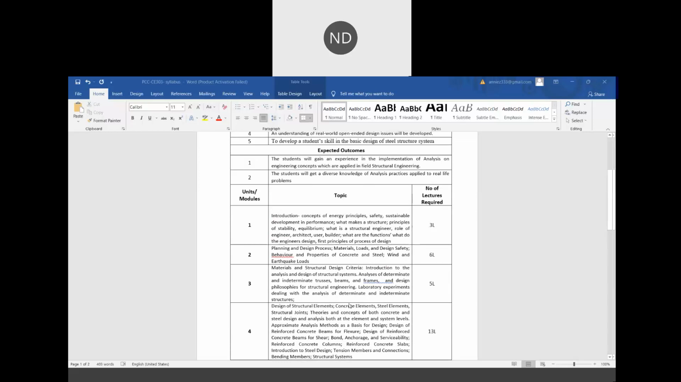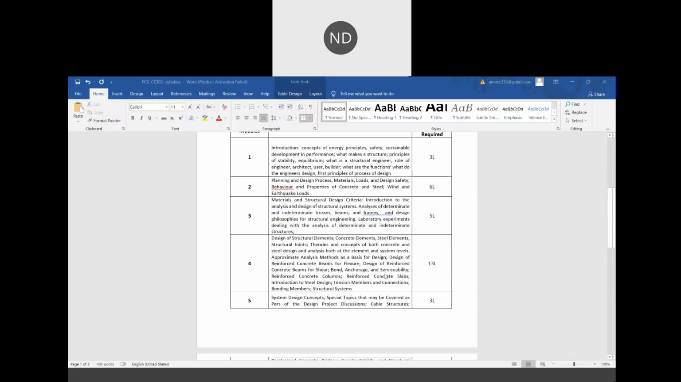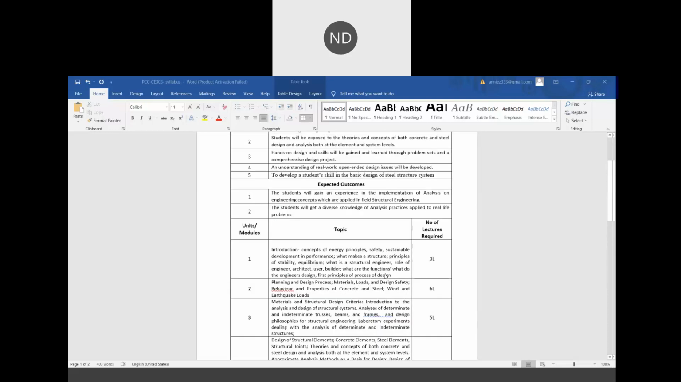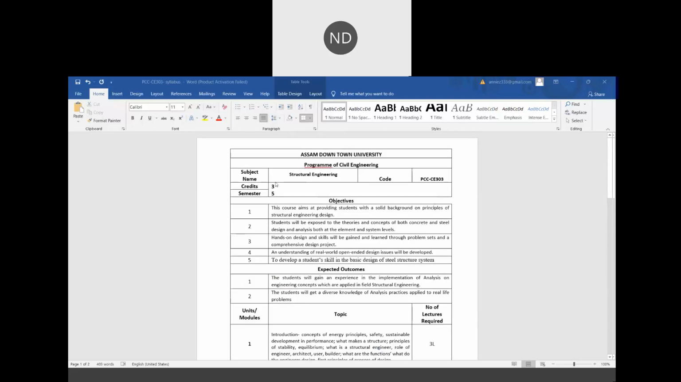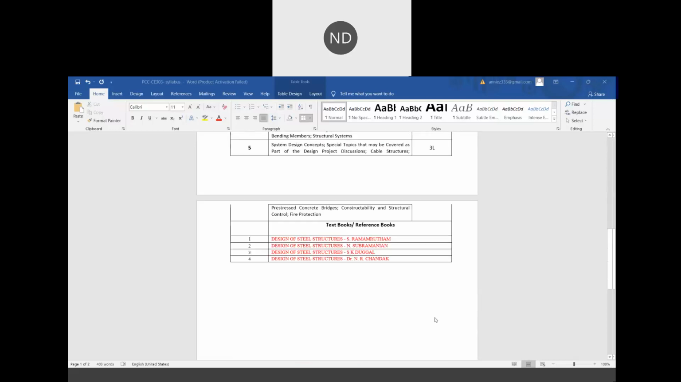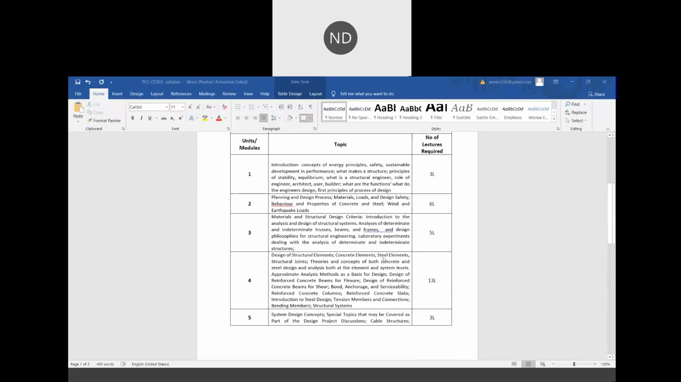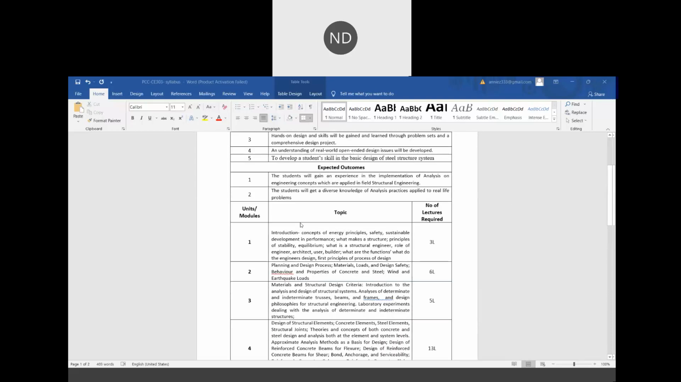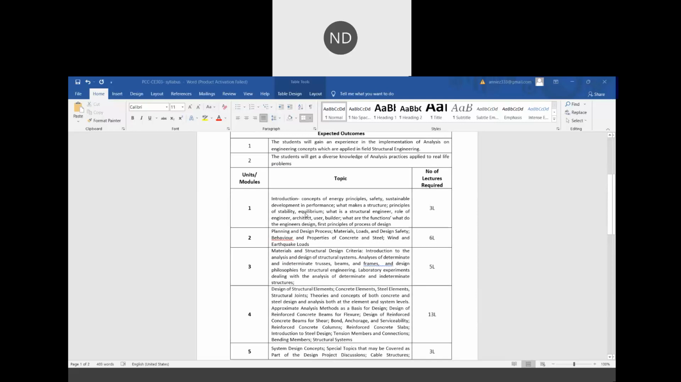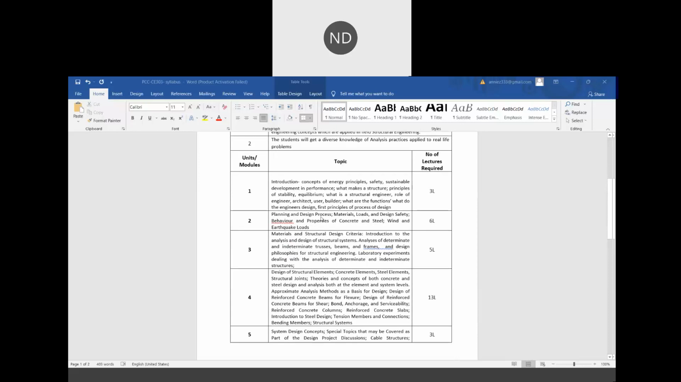Okay, so these were your units. Since it is 3 credit, 30 classes should be there. Then we have the books. I'll refer Ramamurtham. Not the steel one, but the RCC Ramamurtham. You can refer to that book.